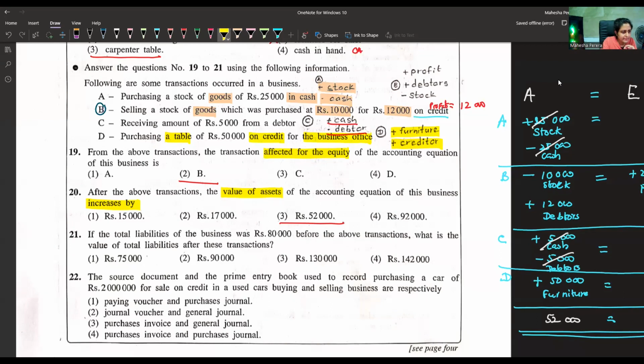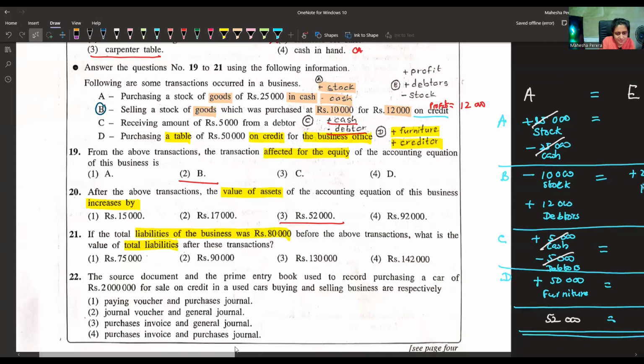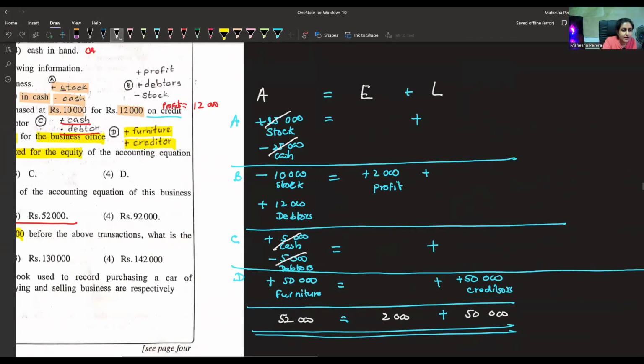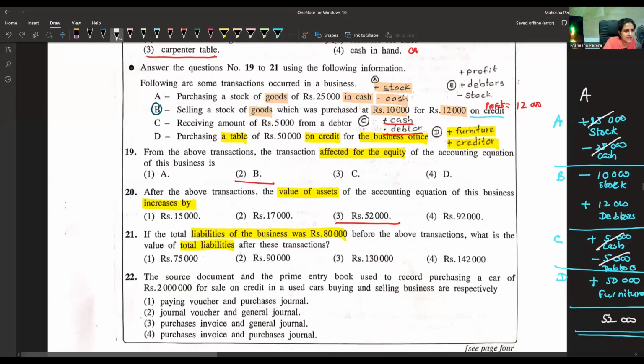If total liabilities of the business was 80,000 rupees before the above transactions, that sounds like an opening balance. What is the value of total liabilities after these transactions? Now, after these transactions, how much of liabilities do we have? We have 50,000. And they say, before these transactions, if we had 80,000 worth of liabilities, how much is our liabilities? Now see, if this is our opening balance of liabilities, if the liabilities value increases by this 50,000 rupees, our closing balance of liabilities becomes 130,000 rupees. Right? එහෙනම් answer එක පුතා again 3. හොඳ ප්‍රශ්න ටිකක් තියෙන්නේ. හරි? Third is the answer.